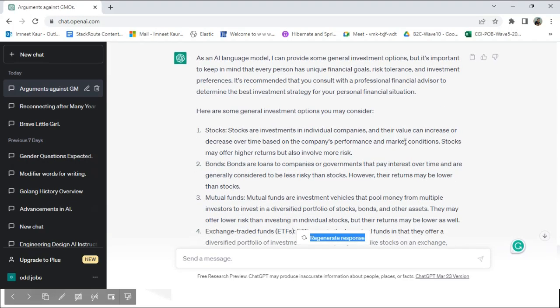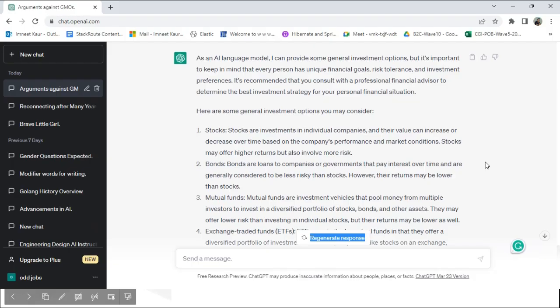So this is the response for our example prompt. There are some general investment options which we can consider: stocks, bonds, mutual funds, ETFs, and so on. So we have seen how to use the "I want you to act as" prompts. However, it is important to note that ChatGPT is still an AI language model and may not always be able to fulfill complex or specialized roles in the same way that a human would. It is also important to use this type of prompting responsibly and ethically without misleading or deceiving others.